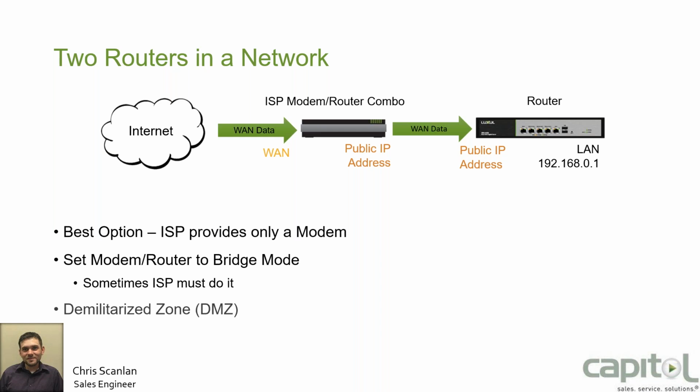If you have an ISP that doesn't do this, you're going to need to set it into a DMZ, demilitarized zone, meaning it's going to virtually make a straight tunnel all the way through that router, and that's going to stop any firewalls from blocking it. So the best one is to get a modem only. Next option, set the modem router into bridge mode. Sometimes you've got to call the ISP. Worst case scenario, set it into DMZ mode.